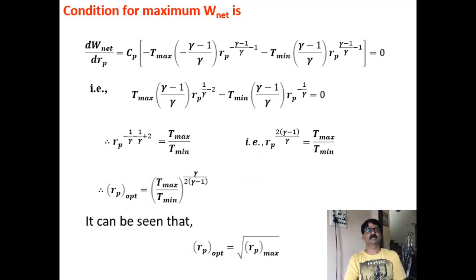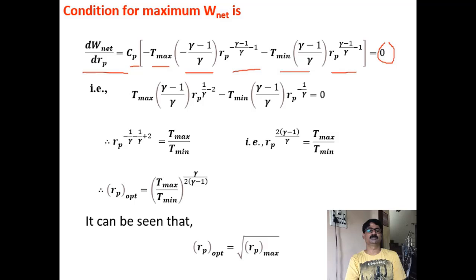Now, the condition for maximum W net is that the derivative of the W net expression with respect to pressure ratio should be equal to 0. You have the W net expression from the previous slide. If you differentiate that with respect to Rp, because you want the condition for maximum work output in terms of pressure ratio, that should be equal to 0. So if you differentiate that, Cp outside, this becomes minus Tmax into (gamma minus 1) by gamma into Rp to the power ((gamma minus 1) by gamma minus 1). Here, minus Tmin into (gamma minus 1) by gamma into Rp to the power ((gamma minus 1) by gamma minus 1).